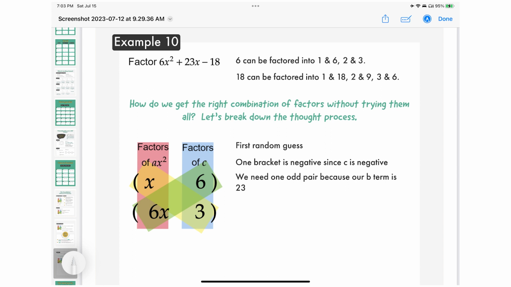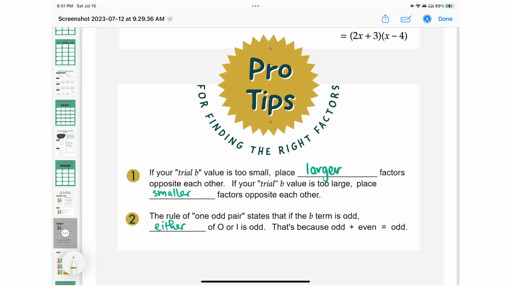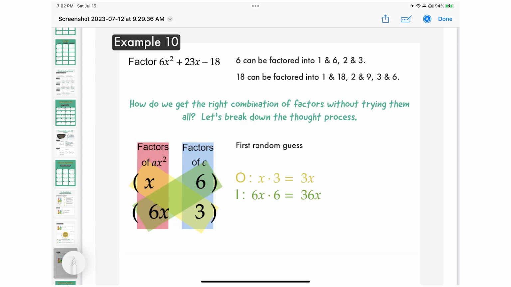There's also this one odd pair bit. Remember, if the B term is odd, like 23, either O is odd or I is odd. If you multiply these two and they're both even or they're both odd, there's no way to add them together to get an odd number. So if I choose 6 and 3, the 6 must be placed opposite the 6x and the 3 opposite the x. I can't switch them around.